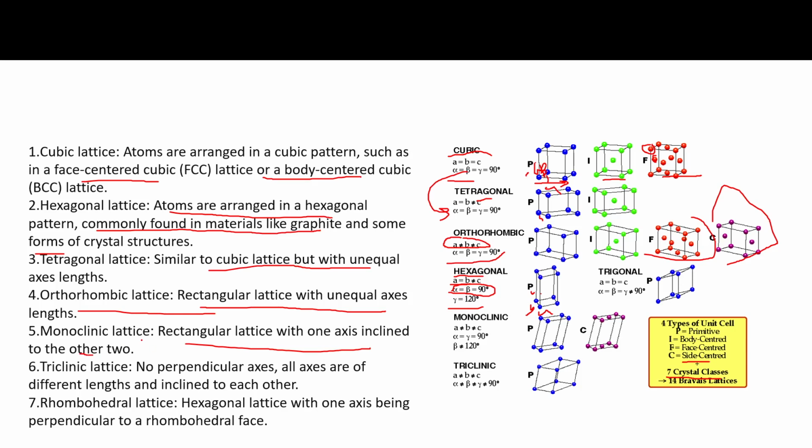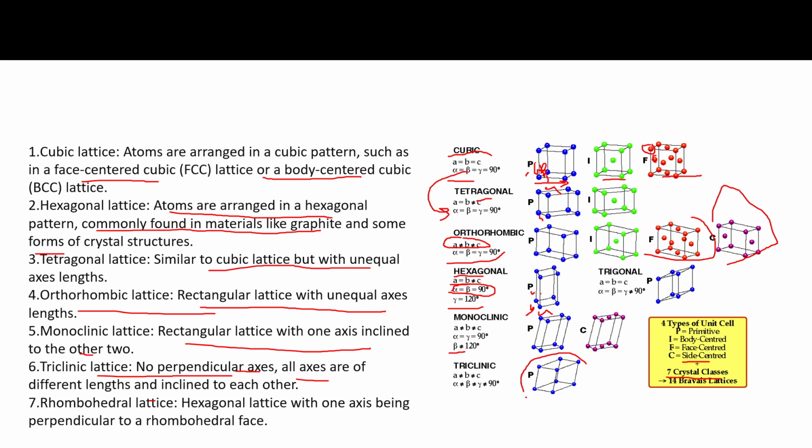So in monoclinic, like this one, all the axes are not equal, but they are parallel to each other, inclined to the other two. One is inclined to the other two, and alpha and gamma are 90 degrees, but beta is not equal to 90 degrees. Then the triclinic lattice: no particular parallel axis, no perpendicular axis, all the axes are different lengths and inclined to each other, like this triclinic.